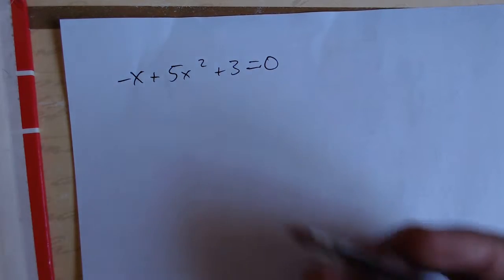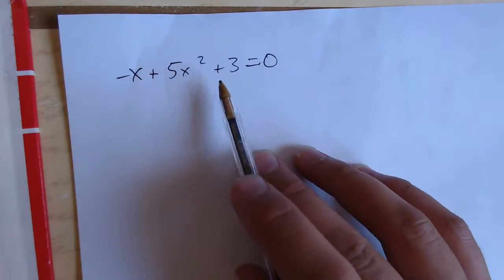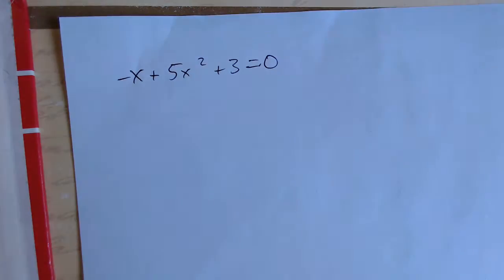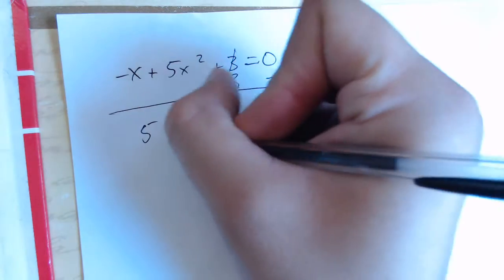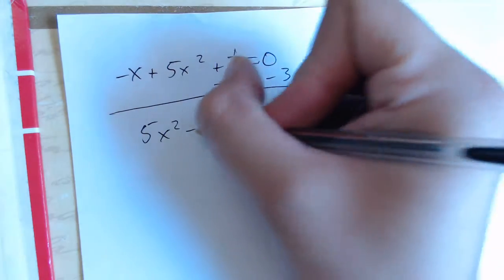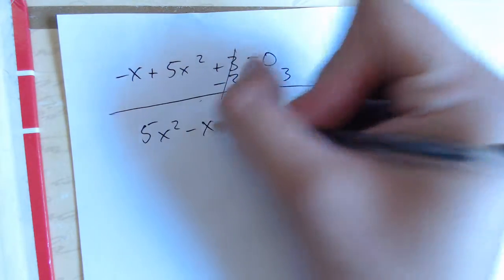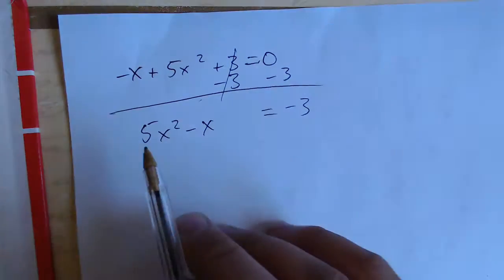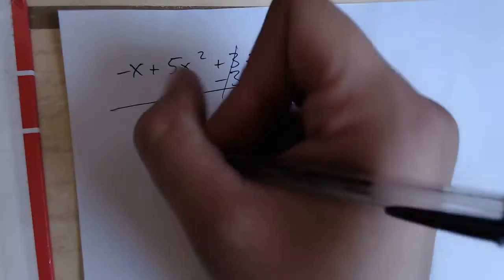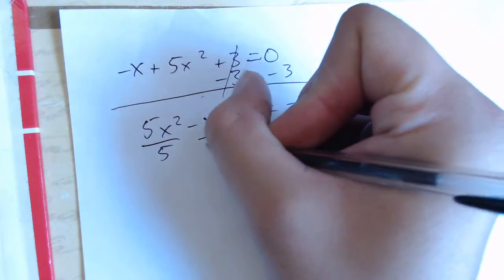First things first, it's out of order, and if we're going to use complete the square, we want to get the whole number on the opposite side of the equation. So, if I subtract 3 from each side, and then I reorder these numbers in descending order, I then have 5x squared minus x equals negative 3. From there, I have to get rid of this coefficient. Remember, we can't have a leading coefficient, so I'm going to divide everything by 5.